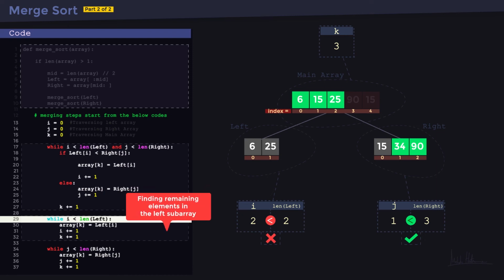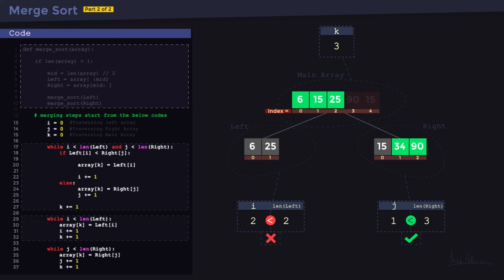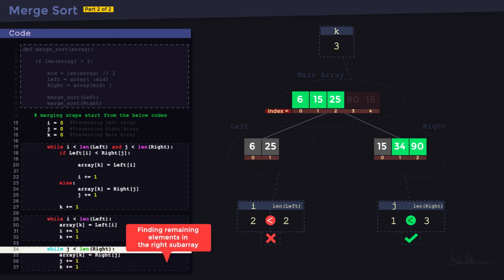This part of code will find remaining elements in the left subarray. So I is not less than the length of the left subarray, meaning all its elements were involved in the sorting process. Accordingly, we should stop executing this while condition and go to the next while condition. This part of code will find remaining elements in the right subarray. The condition is true because j is less than the length of the right subarray, meaning we still have elements to use for the sorting process.